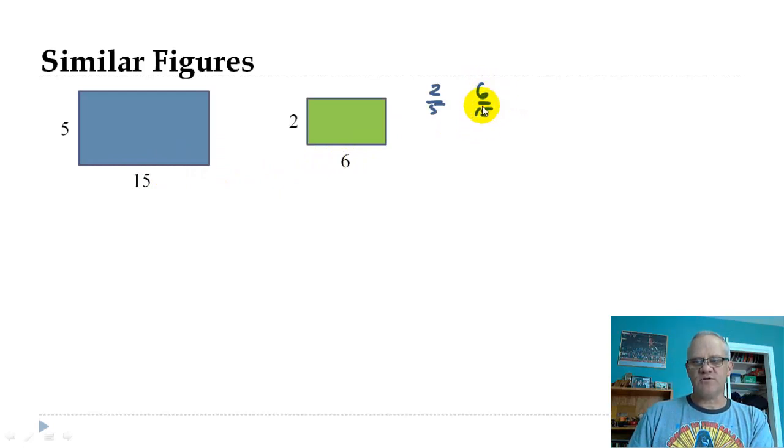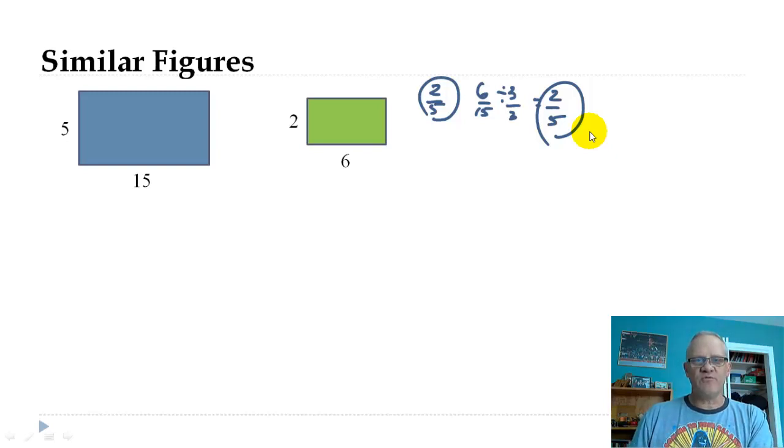And what could we divide these by to simplify this? We could divide them both by 3, so that would give us 2 to 5. You notice we've got the same ratio of the sides. So their sides are proportional.